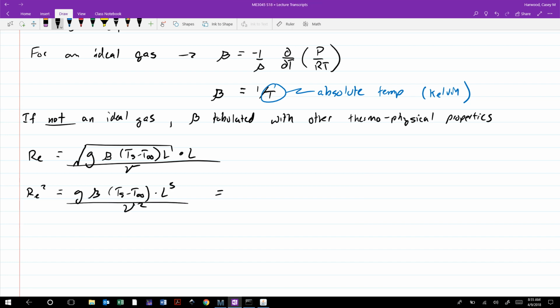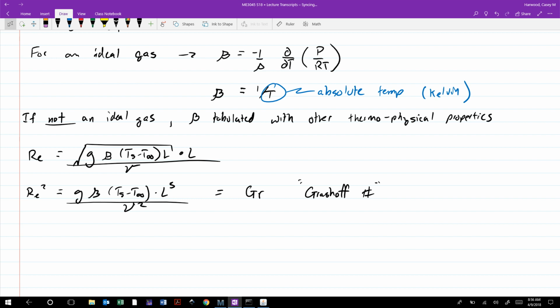We're going to define this particular case. This is a very specific Reynolds number. We're defining the Reynolds number based on the characteristic velocity created by buoyancy. So this particular case of a buoyancy relevant Reynolds number squared, we give a special notation known as Gr, which is the Grashof number.